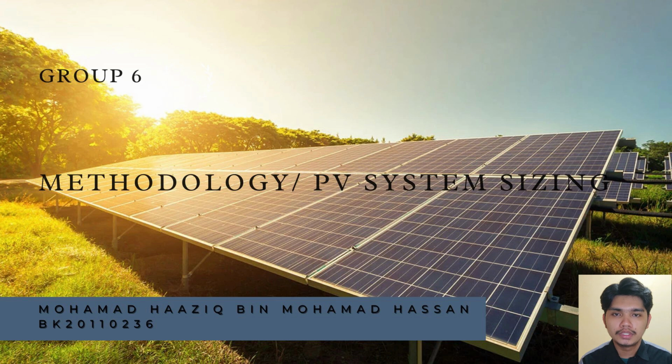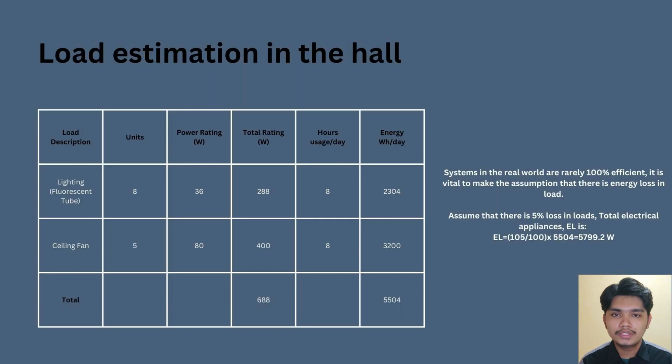I will present our methodology on sizing the PV system. Designing a whole PV system involves determining a sustainable and cost-effective array size and other components. The PV system size and configuration depend on the appliances, gadgets, and equipment linked to it. Consider each load's power usage and voltage. Lighting and fans use most of the hall's electricity. Assume load energy loss because real-world systems are rarely 100% efficient.